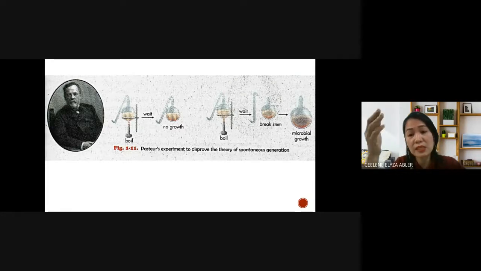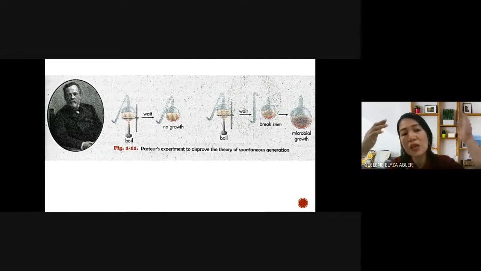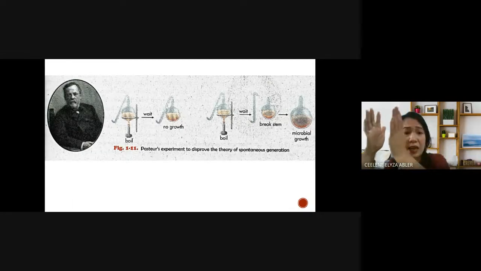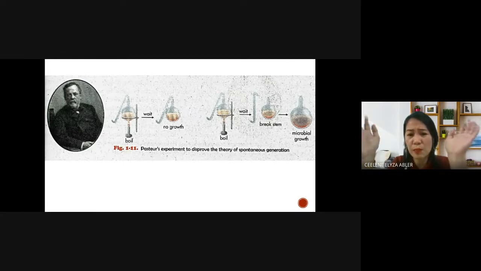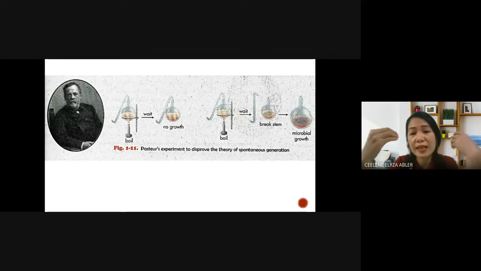It's because of this series of experiments from Francesco Redi until kay Louis Pasteur. They have different experiments and they concluded that no, except for John Needham, ha? No, it's not possible. Life cannot come from nothing. Life can only come from living organisms. So doon na sila nagkakaroon ng wars about the origin of life. Okay? So that's your task. Identifying saan ang iyong belief na lagay.